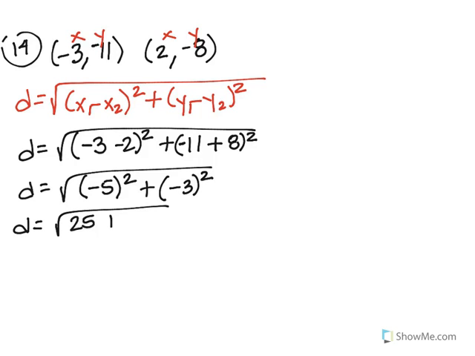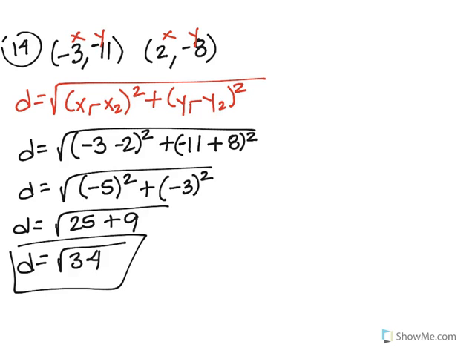So that would give us 25 plus 9. And keep in mind, you're squaring this stuff to keep it positive. So 25 plus 9 would give you 34 under the square root. The square root of 34 is the distance. And there's not a perfect square in 34, so you're going to leave it as the square root of 34. That's your distance.